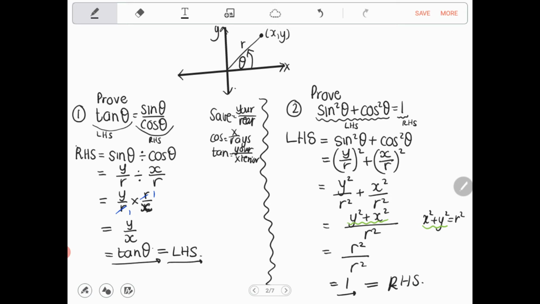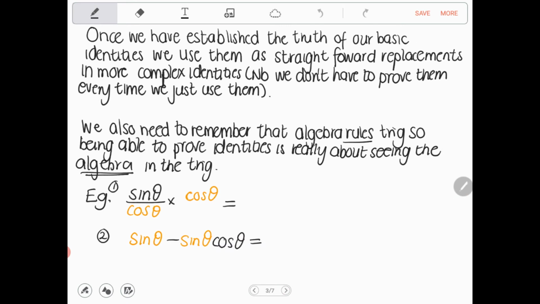But once we've proved them, we just use them as straightforward replacements in our more complex identities. Okay, so you don't prove them every time. You just use them as tan is equal to sine over cos, and sine squared plus cos squared is equal to 1. Okay, the other thing I wanted to remind you about is that algebra rules your trig.